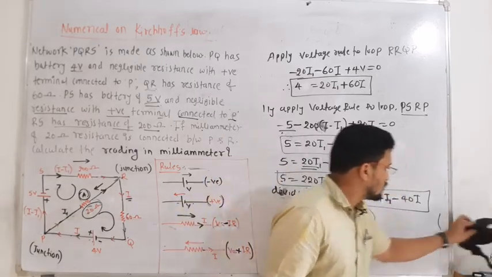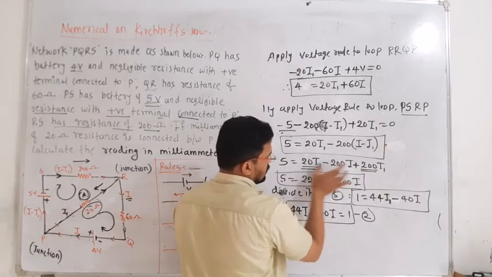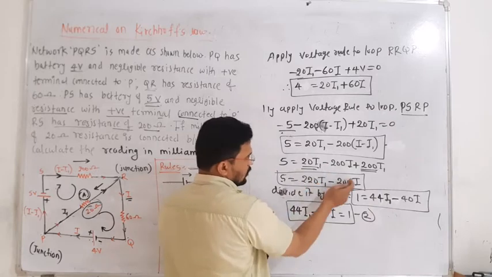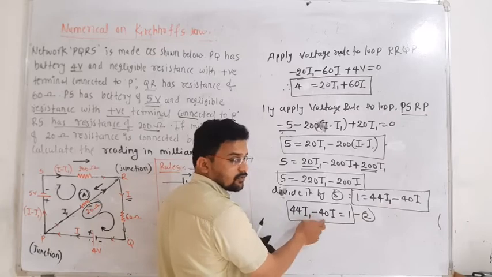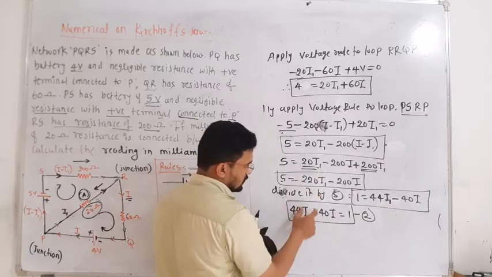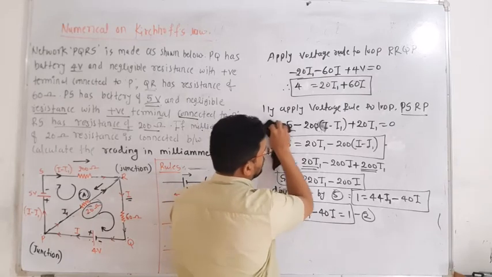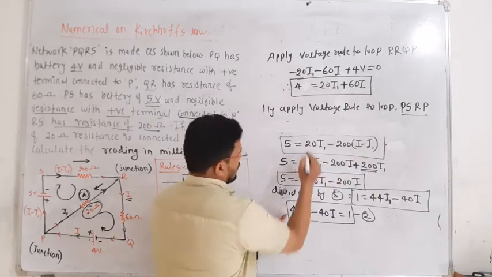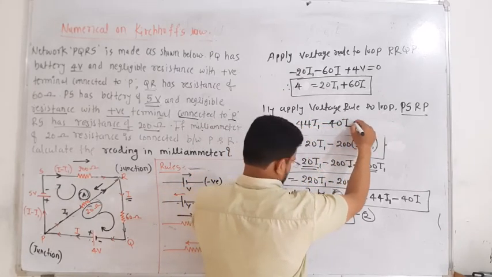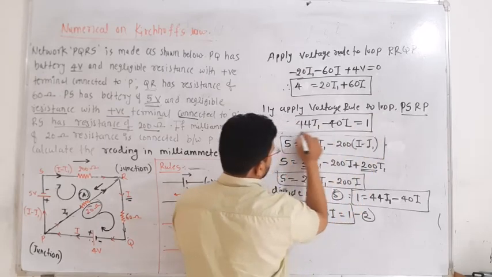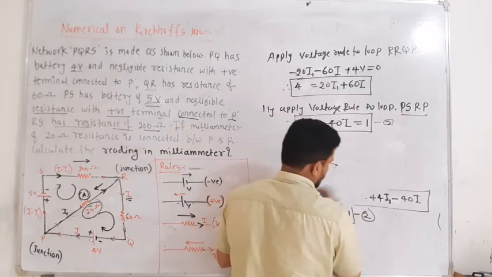So what you have to do is multiply 20 with this bracket, solve 200I1 and this 220, so you will get this. Take the common factor or divide this whole equation by 5, you will get this equation. Rearrange and write it down. So I will write this equation directly here because I need space: 44I1 minus 40I is equal to 1 itself. This is our second equation. But you have to calculate.